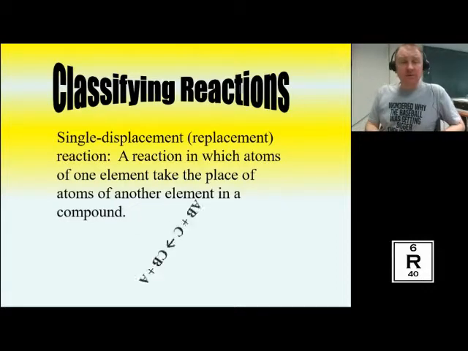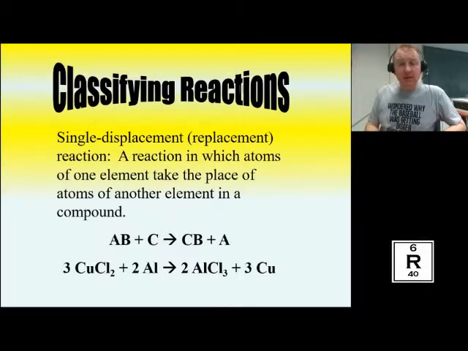A single displacement, sometimes referred to as a single replacement reaction, is a reaction in which the atoms of one element take the place of the atoms of another element in a compound. So you've got a compound with an element, and you get a different compound. This was AB compound, you get a different compound, CB, and a different element. So in single displacement reactions, you're going to see a compound and an element, and then you'll see another element. What's important is that you have to identify a lone element. An example of this would be copper chloride, in a solution like aqueous copper chloride.